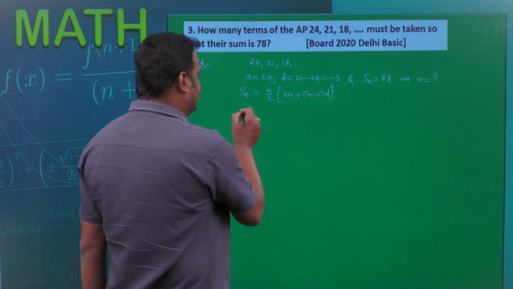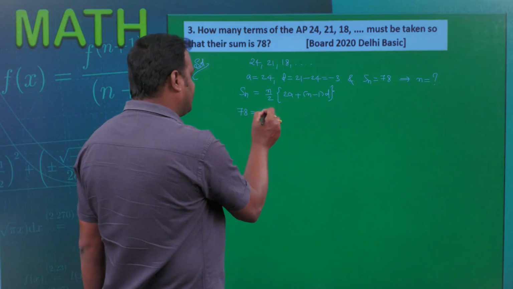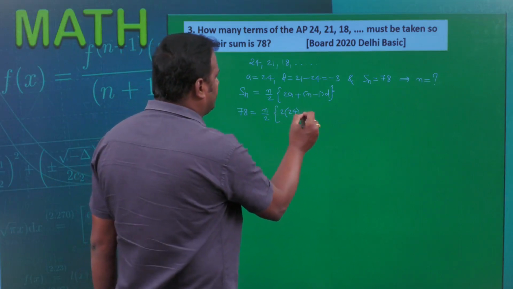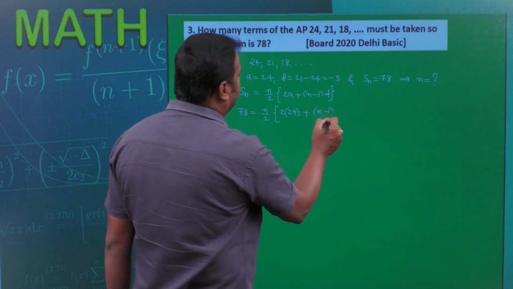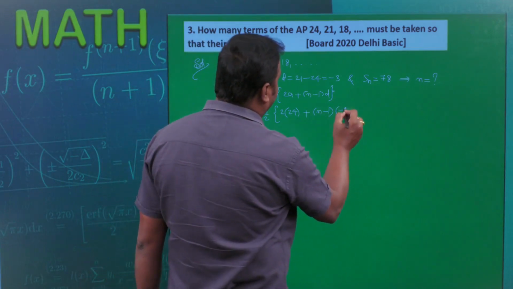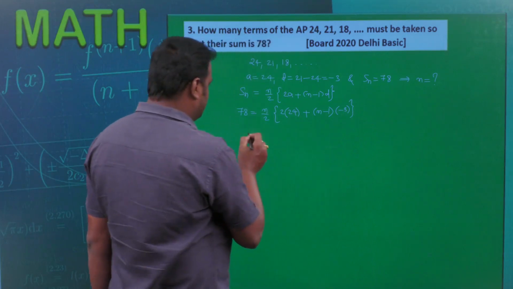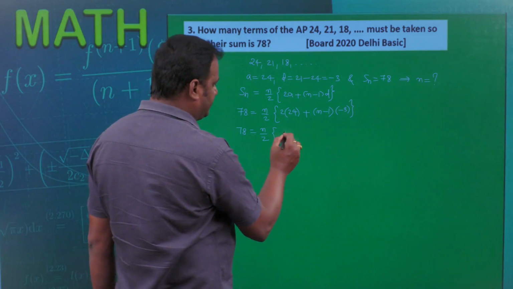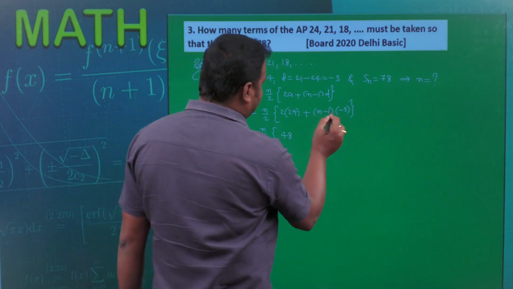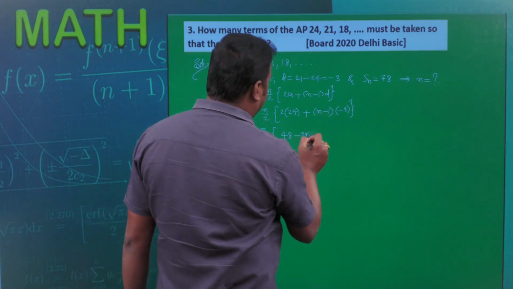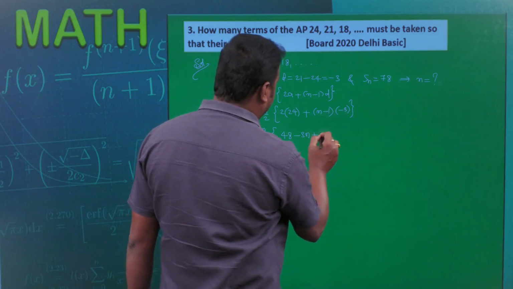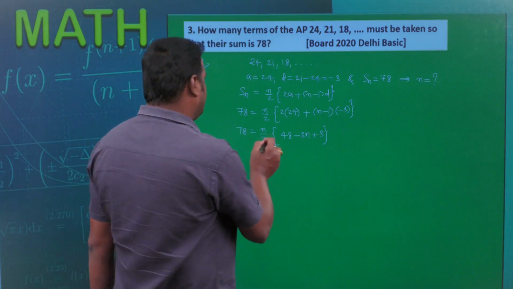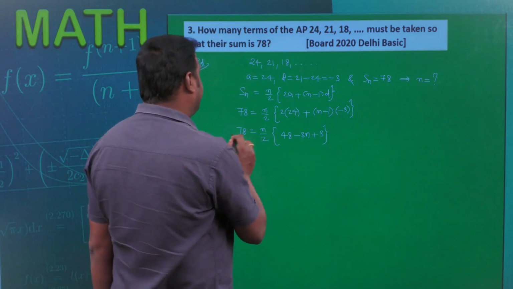Sn is equal to 78, so 78 is equal to n by 2 times 2a, that is 2 into 24, plus n minus 1 into d, where d is equal to minus 3. So when you simplify, 78 is equal to n by 2 times 2 into 24, which is 48, plus minus 3n, and minus 3 into minus 1 equals plus 3. Multiply this 2 with 78, what is 78 twos?